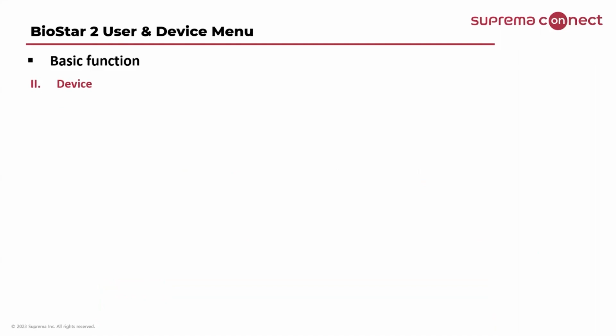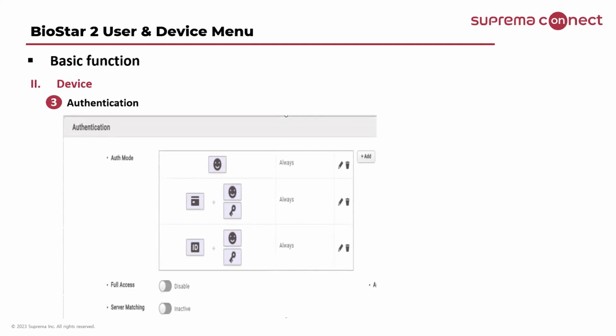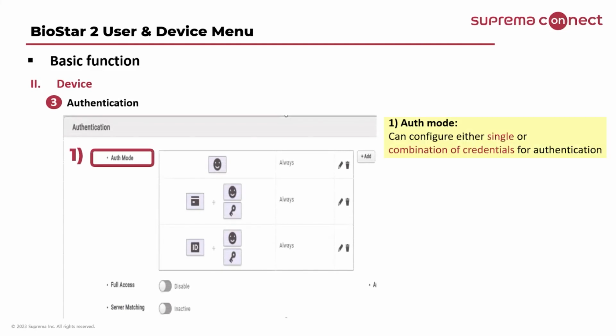The last major topic is authentication. After adding a device, you can see the authentication part, and there are 3 remarkable parts. The first part is auth mode. In this part, you can configure a single or combination of credentials to be applied.